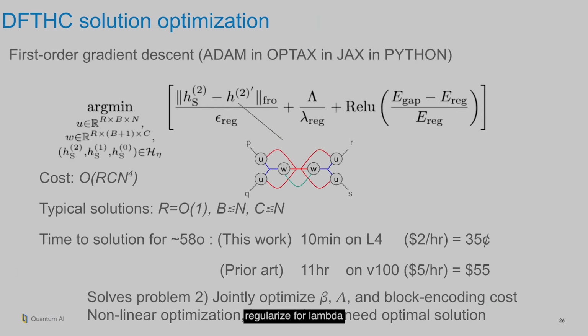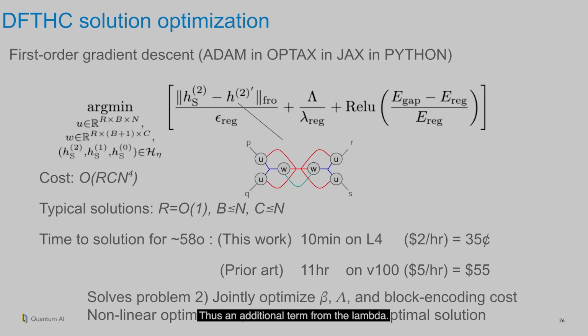Unfortunately, it doesn't regularize for lambda and all the other things that you might care about in the overall course of the simulation. So what we do here is very naive. It's very straightforward. Let's just define a cost function that attempts to simultaneously minimize all of this. The first term here is going to be the error between your DF-THC factorization with this continuous space of symmetry shifted Hamiltonians. You want to minimize the error between the two. In the optimizer, we just take the Frobenius error.